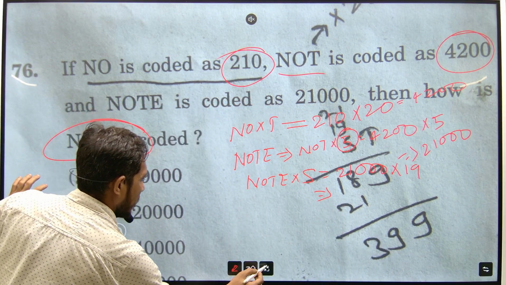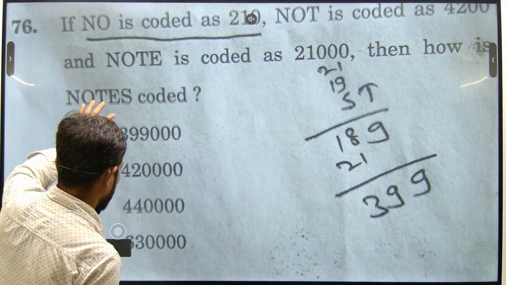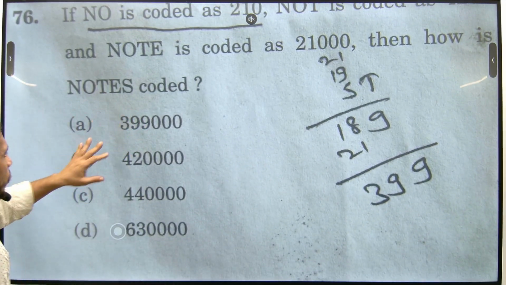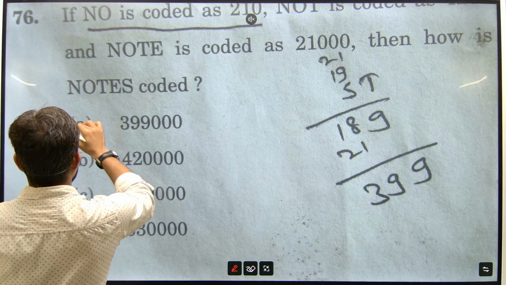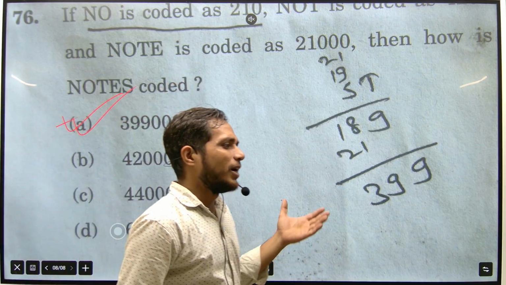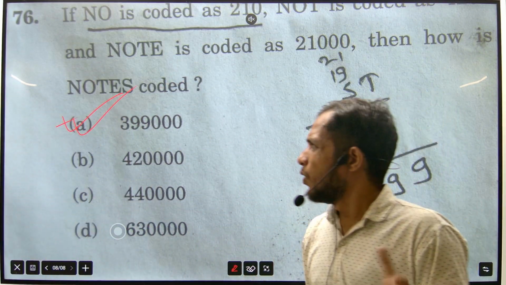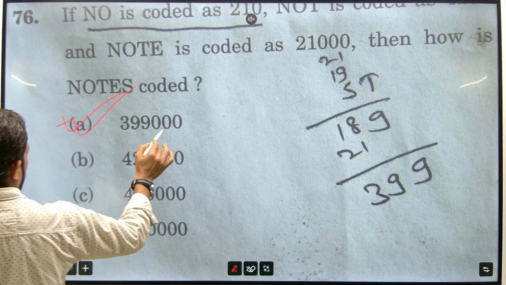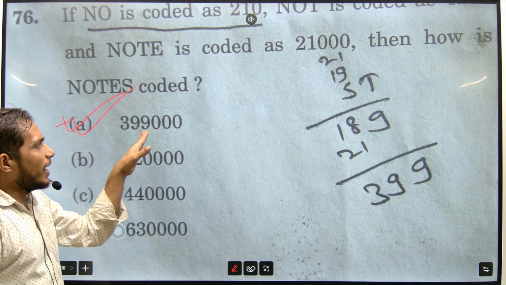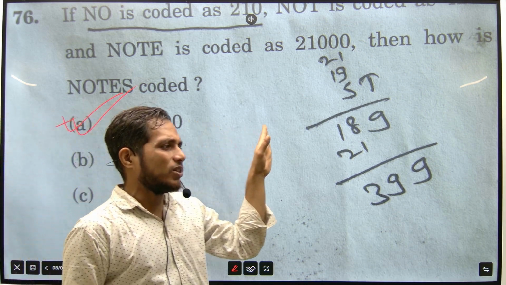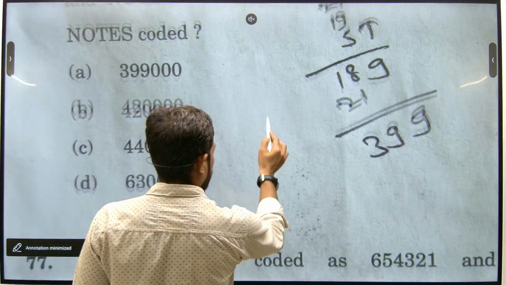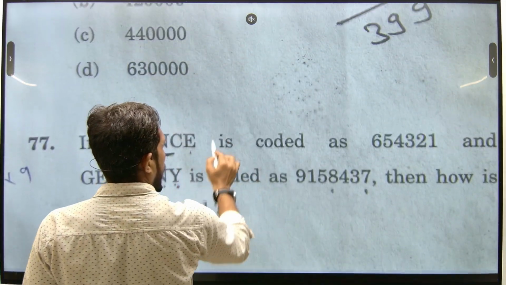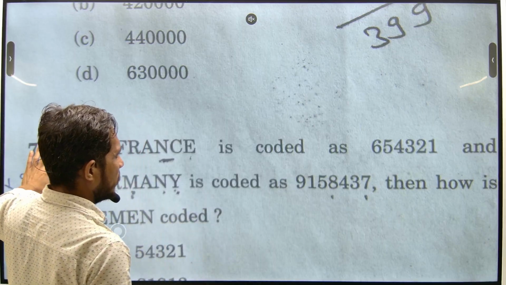And let's see, is there any other option? No. So there is not any other option. So just take this answer. No need to do multiple times of the calculation. Okay. You can save your time with this type of trick also. So that becomes 3,99,000, the correct option. Now move towards the next question.